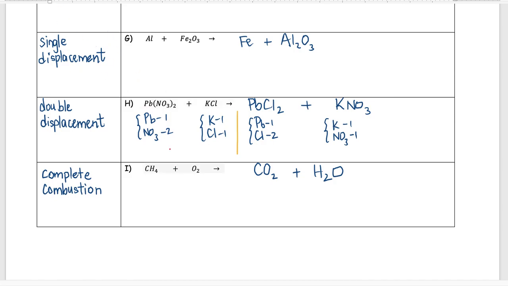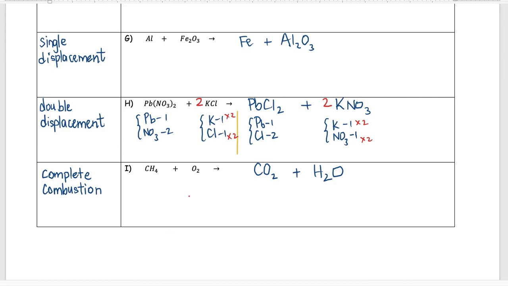So we're looking at lead. Lead looks good. Nitrate, nope. We need 2 of these, so we'll multiply here, 2 and 2. Now potassium needs 2, so we'll multiply this by 2, multiply this by 2. Then lead looks good, nitrate looks good, potassium looks good, and chlorine looks good. Okay, all balanced. So let's write our coefficients in, 2 and 2, like that. Okay, so we're all set.